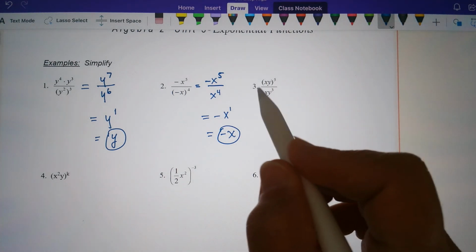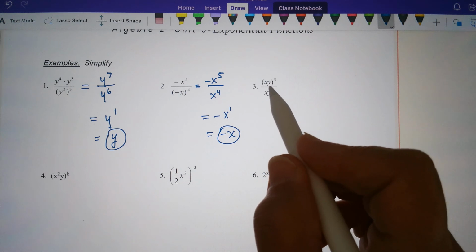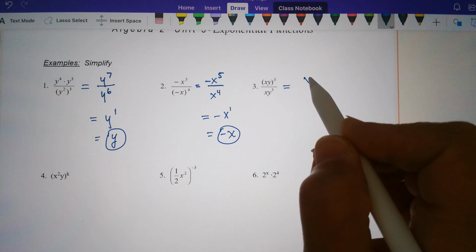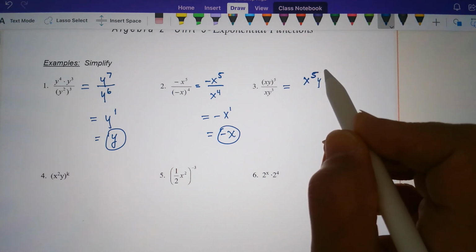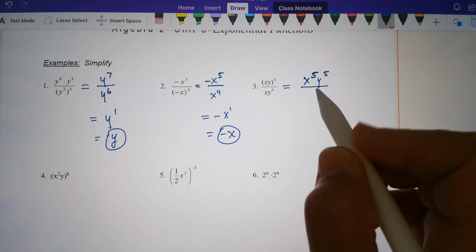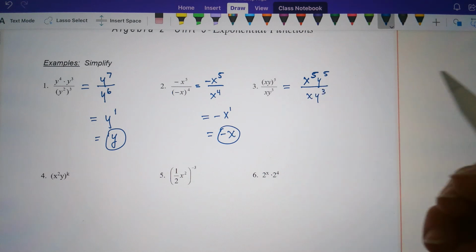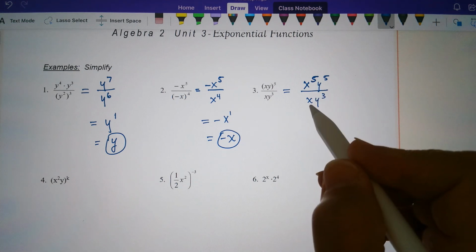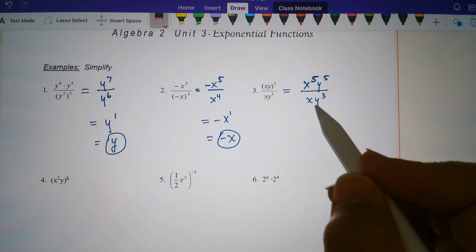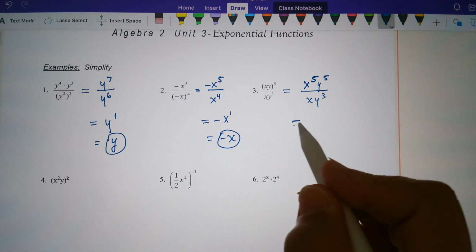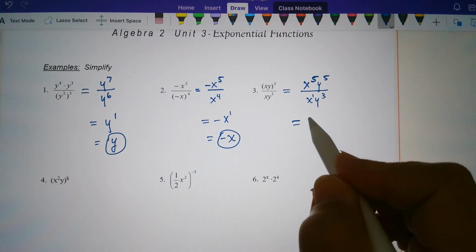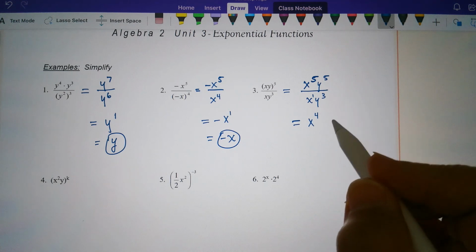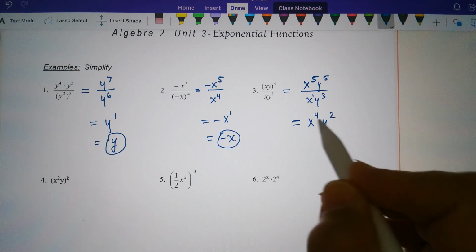Number 3, in the numerator, we have a product raised to a power, so let's distribute that power. So this becomes x to the 5th, y to the 5th. And the denominator, we just copy over. Now, division of like variables. In this case, x to the 5th divided by x to the 1st is going to be x to the 4th, right? We subtract our exponents. And y to the 5th divided by y to the 3rd is y to the 2nd.